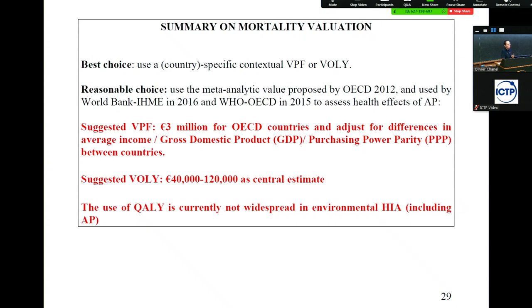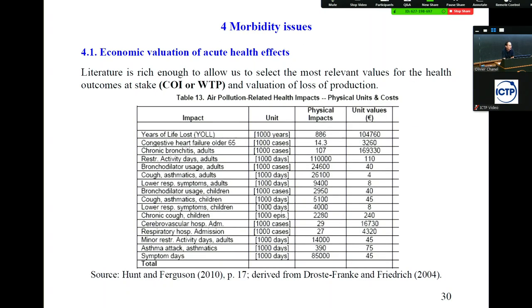They proposed to use a 3 million euro value, or $3 million, it depends on the rate of change at this time, for OECD countries, and to adjust for differences in average income, in gross domestic product, in purchasing power parity between countries. It depends, but this takes into account the fact that the average standard of living in developed countries is not the same as in developing countries, starting from this 3 million euro value. As VOLY, a reasonable range would be between 40,000 and 120,000 euros per year of life lost due to air pollution exposure. And regarding the use of QALYs, it's not currently very widespread in environmental health impact assessments, so I would not recommend doing that today.